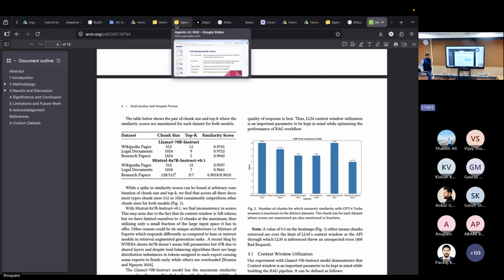So for that, one more thing becomes important to understand, which is the context window of the language model.